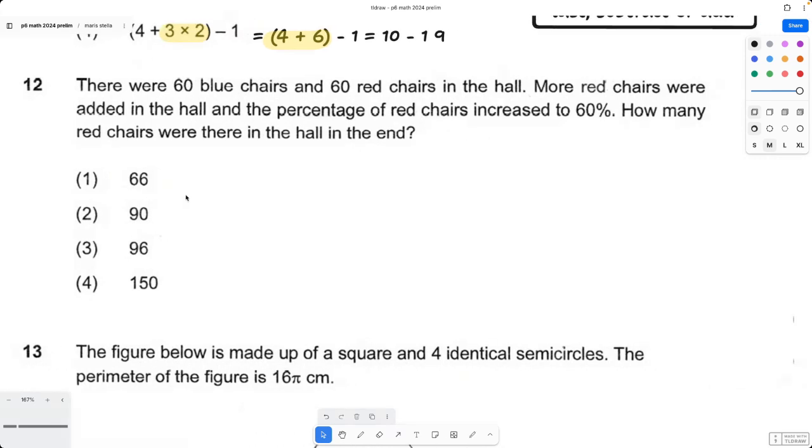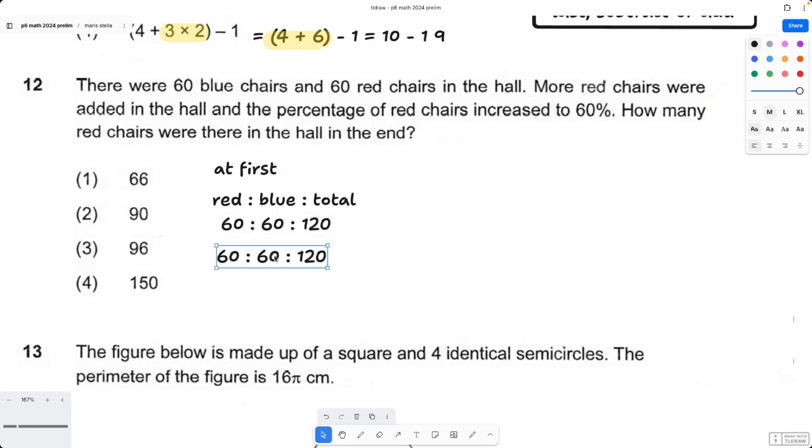Question number 12. There were 60 blue chairs and 60 red chairs in the hall. More red chairs were added in the hall, and the percentage of red chairs increased to 60%. How many red chairs were there in the hall? So at first, we have red, we have blue, and it's 60 to 60, right? So 60 plus 60 is equal to 120, right? So red and blue is 120 first.